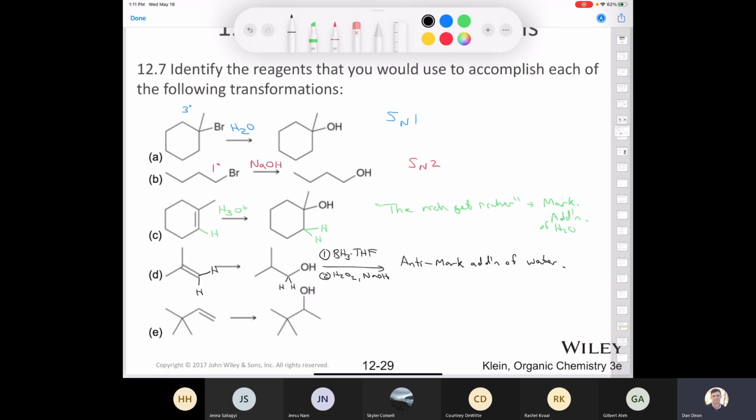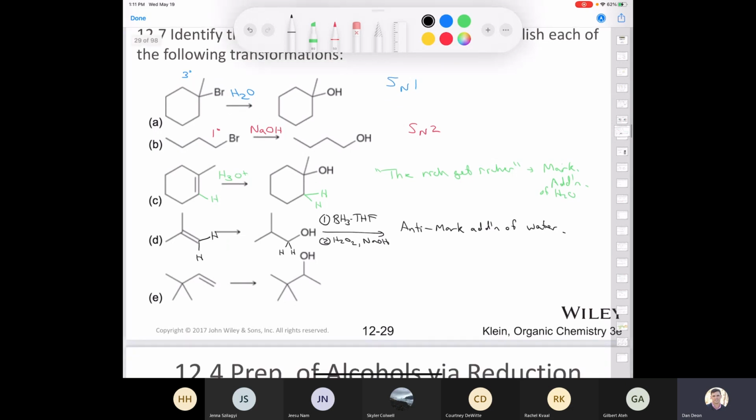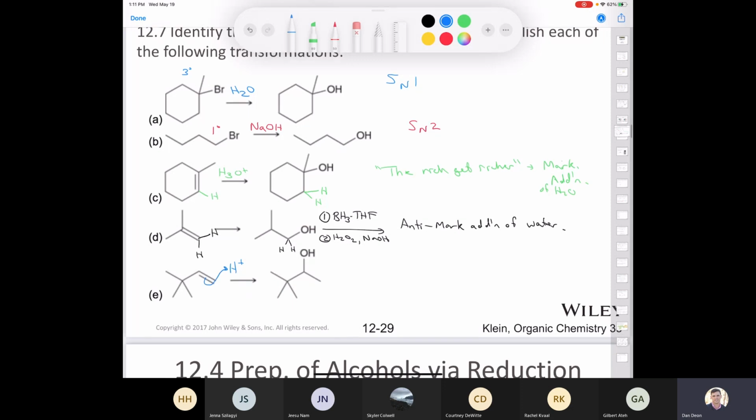And the last one is the Markovnikov addition of water across a double bond. However, here we want to avoid a carbocation rearrangement. All right, if we were to just take this molecule and treat it with dilute aqueous acid, I'll just draw an abbreviated mechanism like this, we would end up producing this carbocation, right? We'd end up with this carbocation, which would undergo a 1,2 methyl shift, okay, to produce a more stable tertiary carbocation. So we want to avoid that.